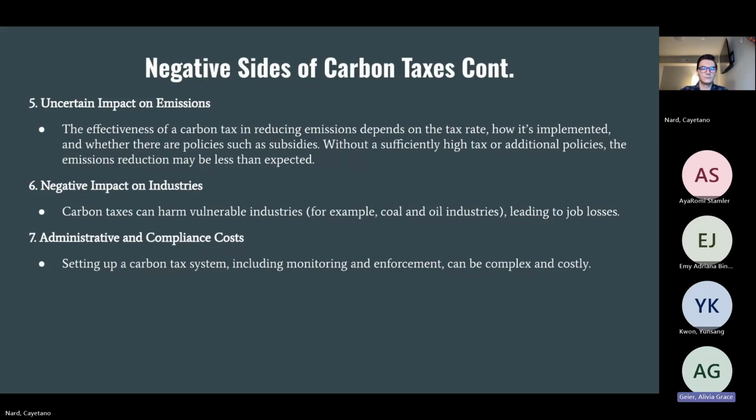There's also a negative impact on industries. Carbon taxes can harm vulnerable industries such as coal and oil industries, leading to job losses. And then finally, administration and compliance costs. Setting up a carbon tax system, including monitoring and enforcement, can be complex and costly, so it's not always feasible to implement.